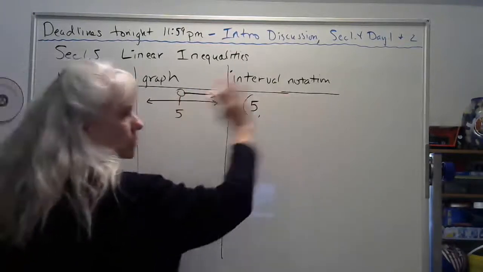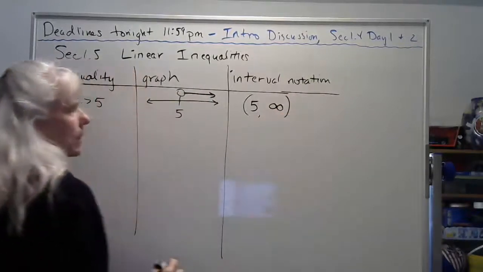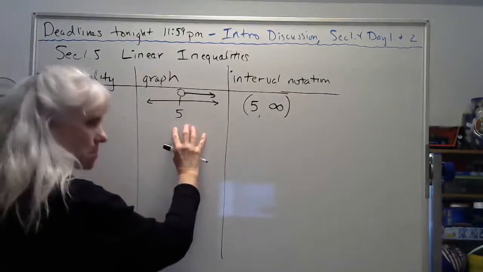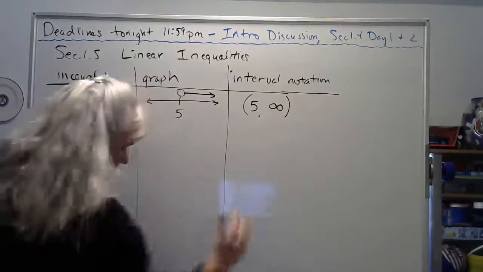Well, off to the right, the numbers are heading towards positive infinity, and we always put a parenthesis by that. So here's the inequality statement. Here's the graph that matches that, and then here's the actual interval notation.